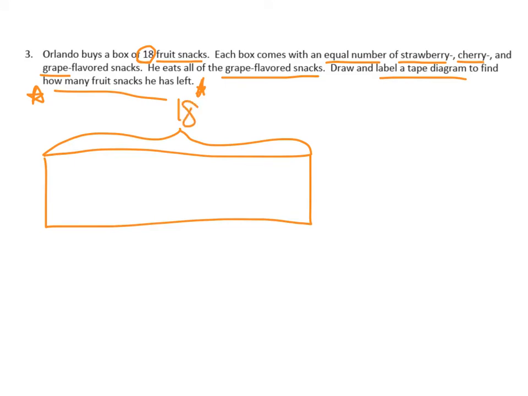Each box comes with an equal number of strawberry, that's one kind, cherry, that's a second kind, and grape, which is a third kind. So I'm going to divide my tape diagram into 3 parts. And I'm going to label S for strawberry, C for cherry, and G for grape. He eats all of the grape-flavored fruit snacks. Okay, but I think I need to figure out how many there are of each first.